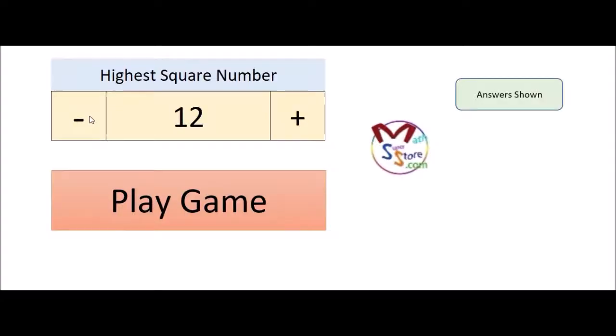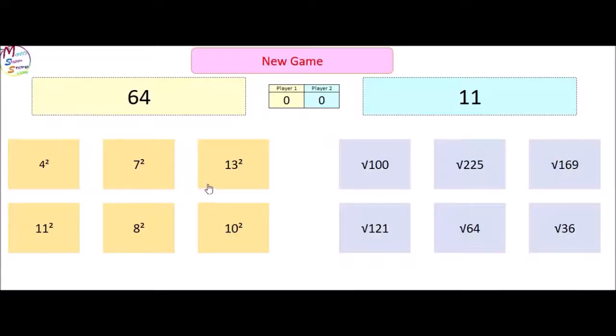You can change the highest square number from 5 all the way up to 25. We'll play at 12. You can toggle between answers shown, the question shown, or mixed. The answer shown, it shows the answer and you have to figure out which question makes that answer.